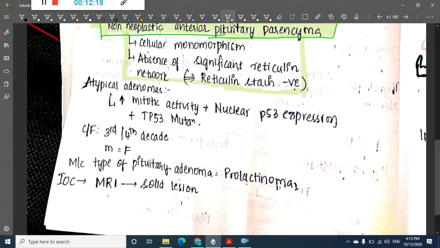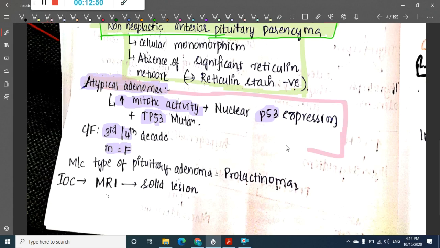Then we have something called atypical adenomas. In atypical adenomas, there is increased mitotic activity, and there is p53 expression and TP53 mutation is seen. These atypical adenomas are most commonly seen in the 3rd to 4th decade, and are common in both males and females. Okay, so this is something called atypical pituitary adenoma, which is also important.